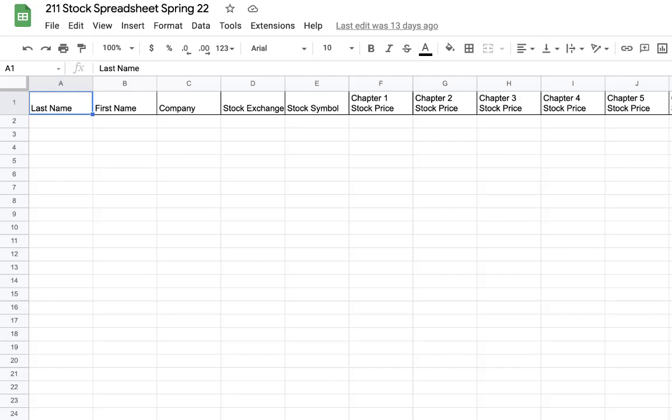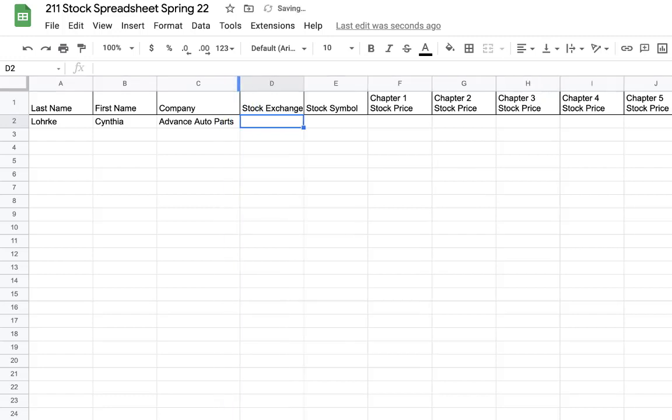Okay, the first time you get on the spreadsheet page, you're going to have to put in your last name and your first name. And your company, after this, you won't have to fill this part in. Make that a little bigger. Your stock exchange, which for me is NYSE. Your stock symbol.